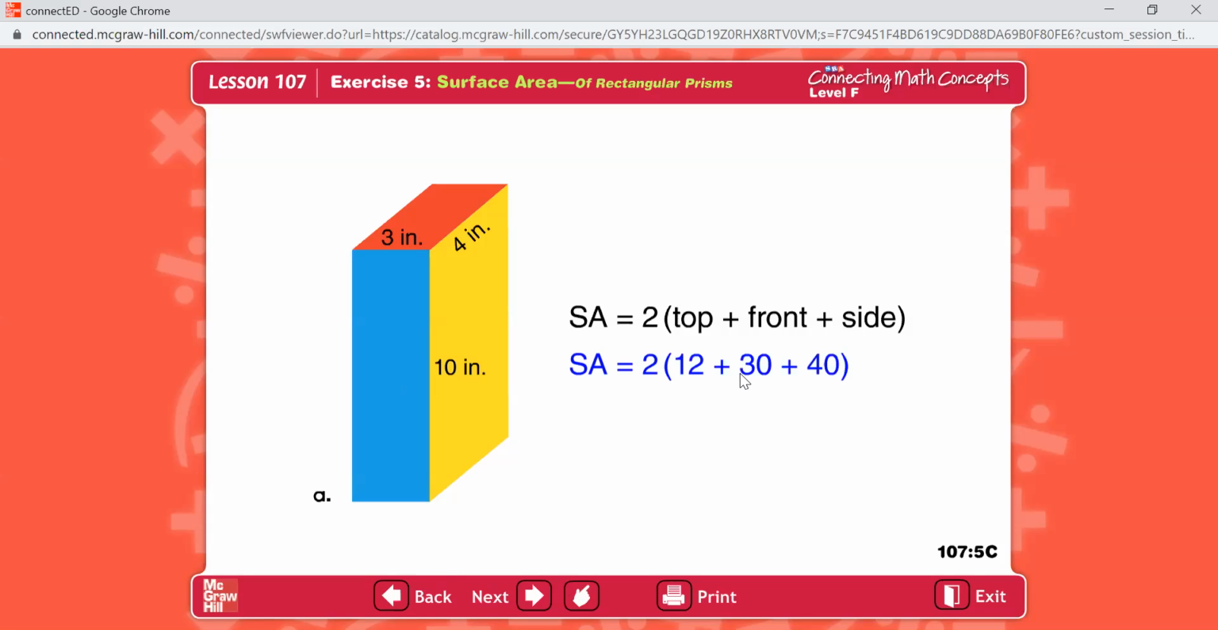The total of these 3 faces is 82. Then we multiply that number by 2, giving us 164 squared inches. Remember, your answer is units squared, or squared units.